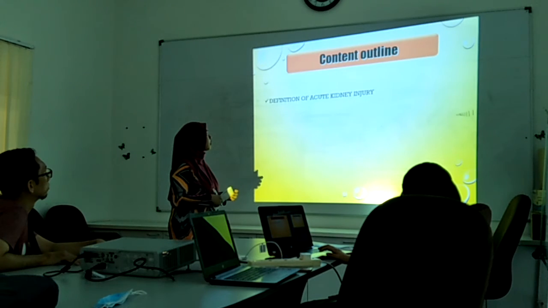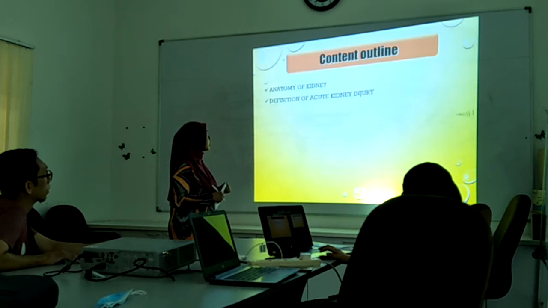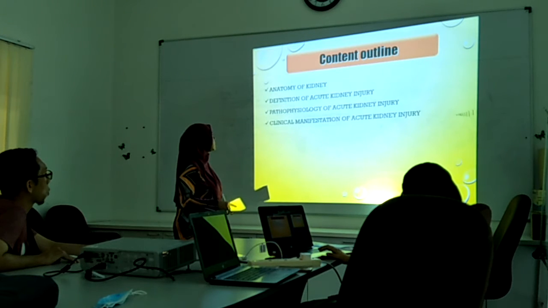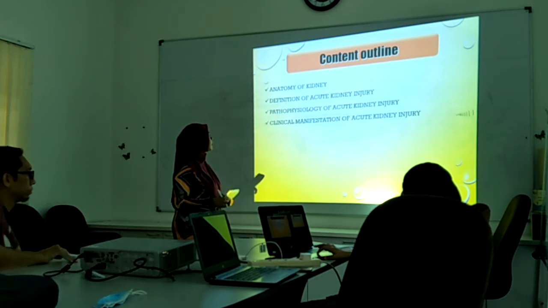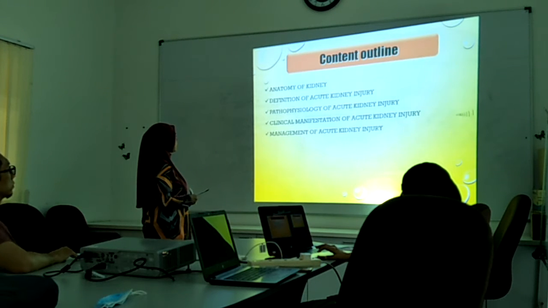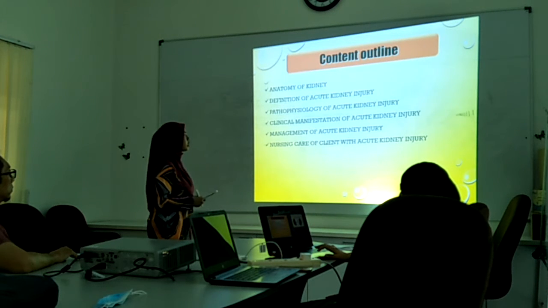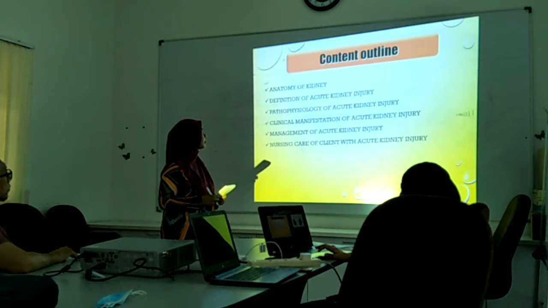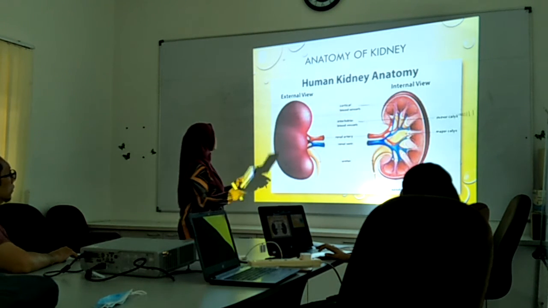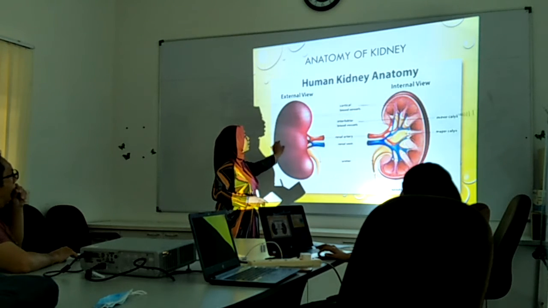Our content outline for our title today: anatomy of the kidney, definition of acute kidney injury, pathophysiology of acute kidney injury, clinical manifestation of acute kidney injury, management of acute kidney injury, and nursing care of a client with acute kidney injury. Okay, next, there is the anatomy of our kidney, external view and internal view.